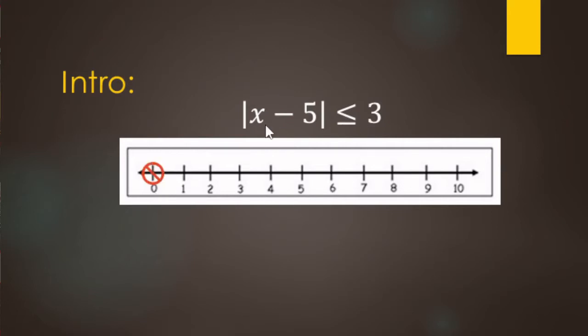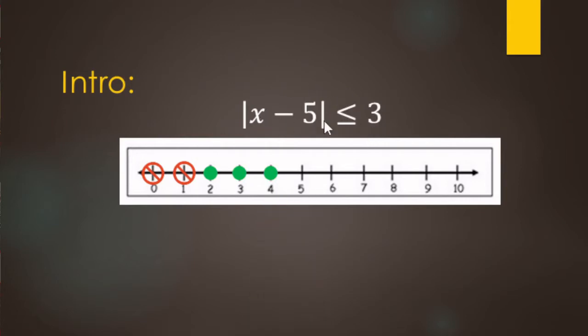Let's try 1. 1 minus 5 is negative 4. Absolute value is positive 4. Positive 4 is not less than 3, so no on 1. How about 2? 2 minus 5 makes negative 3. Absolute value makes positive 3, which is equal to 3, so it works with the or equal to. So 2 is a solution. 3 minus 5 makes negative 2, which is positive 2 for the absolute value, which is less than 3. 4 minus 5 is negative 1, turns to positive 1, which is less than 3.